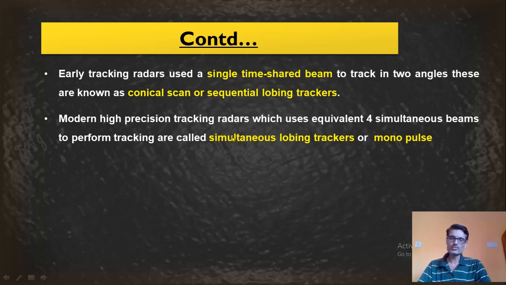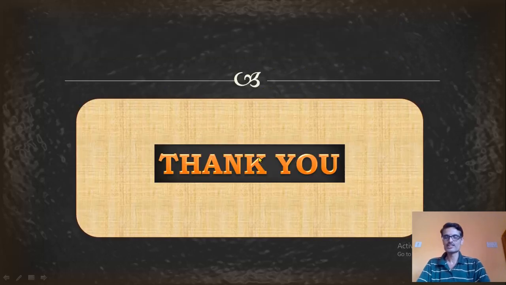Now, the second case is where the antenna feeding mechanism is such that multiple, more than two, maybe three, maybe four simultaneous beams are generated, which usually gives an accurate answer. So beams are generated by using some feeding mechanism to the antenna. Such tracking radars are called simultaneous lobing tracking radars, or monopulse tracking radars.